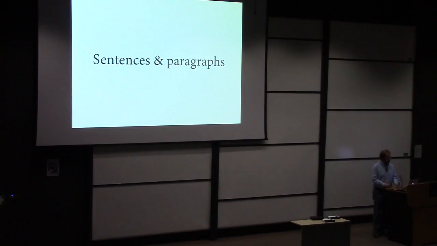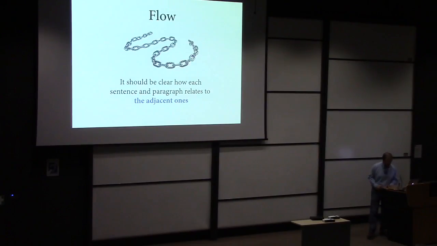So we'll start with the low level writing of sentences and paragraphs. And the first principle I want to talk about is something called flow. The idea of flow is very simple. It should be clear how each sentence and paragraph in your text relates to the adjacent ones. Okay? That sounds kind of obvious, but apparently it's not obvious, because many pieces of text that I read do not flow.